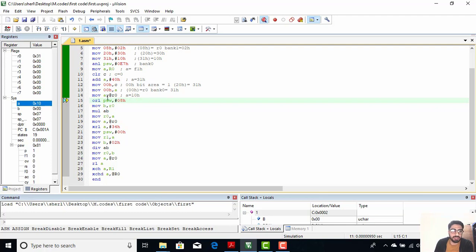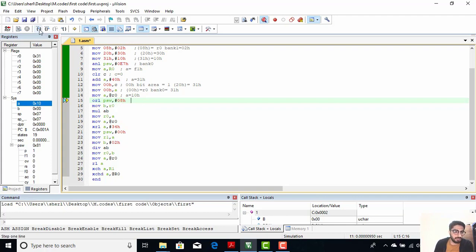Because it's indirect addressing mode, we consider the value of register 0 as an address. We go to this address, take this value, and put it in the accumulator. Now we are doing our logic operation on the program status word with the data 0 hex.